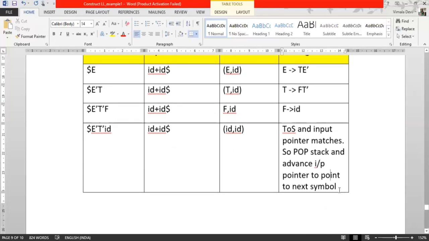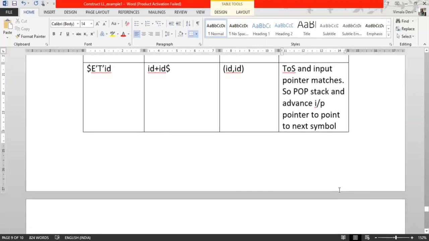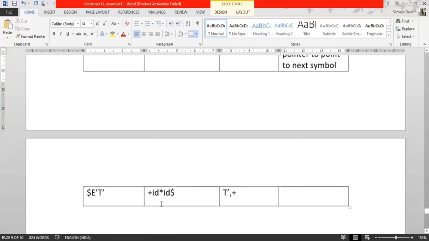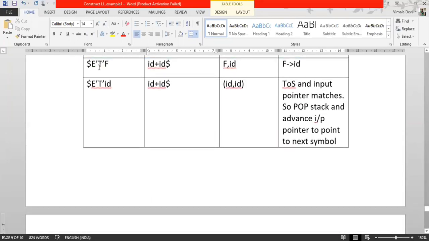So if that is the case, what we have to do, this ID is removed. Since we are advancing to point to the next symbol, I have removed this ID from here. Since I cannot show it as a pointer, look into the earlier step. This ID is to be popped from the stack, and since it is matched, now you have to advance the pointer. The parser is now reading the plus.